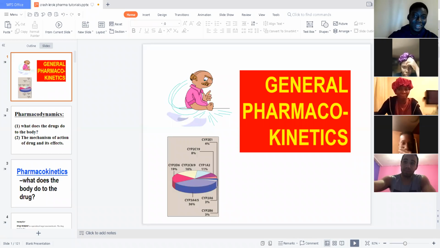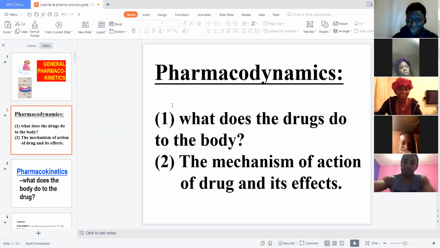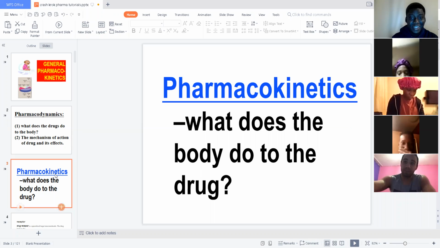We're going to start easy, with general pharmacology. First, the definition of pharmacodynamics. Pharmacodynamics simply means what does a drug do to the body? Basically, it means the effect of the drug. For example, when you take paracetamol, it helps reduce your headache. So what effect does the drug have on the body? That's pharmacodynamics, pretty easy.